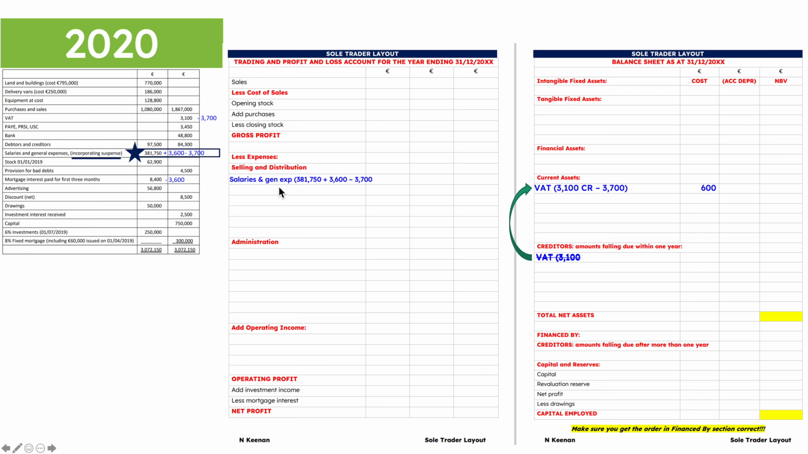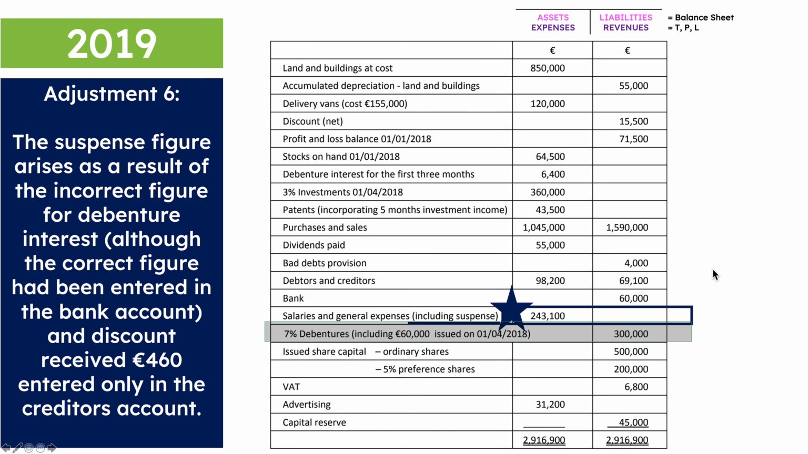Then we have my salaries and general expenses. So 381,750 plus 3,600 minus 3,700, and remember, just keep them all to the side, don't put them in these columns here. Then mortgage interest, it should have been 4,800. So whatever for the year minus 4,800, and we'll put the answer in here whenever we finish the question.